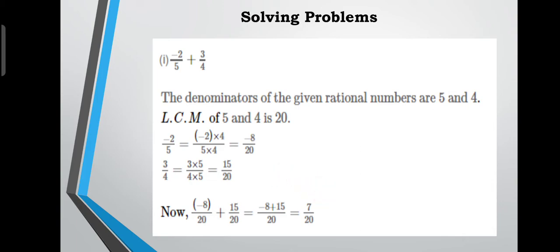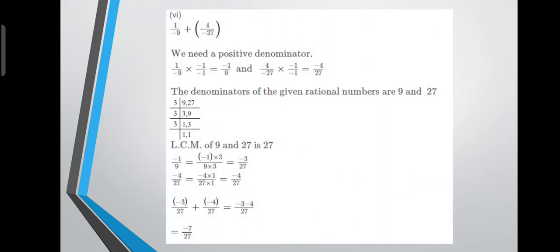I hope you understand this problem. And I will show you the other problem. 1 by minus 9 plus 4 by minus 27. As you are seeing the rational numbers, I told you the denominator should not be a negative number. I told, right children? In a rational number, the denominator should not be negative. So that has to be changed into positive. How do we change it into positive?